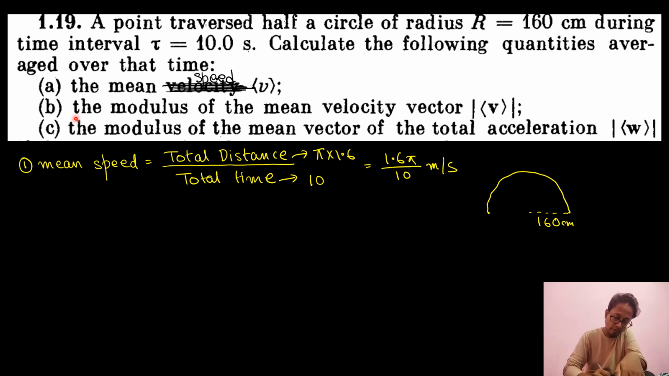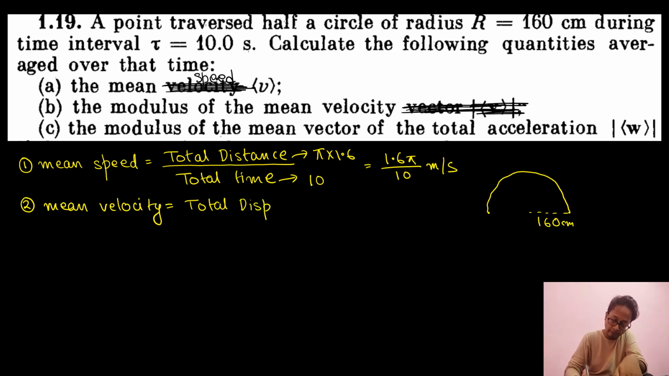The second part of the question, the modulus of mean velocity vector. What Irodov is trying to say is the modulus of mean velocity or average velocity. What average velocity means is, or mean velocity, mean velocity is nothing but total displacement divided by total time. What is total displacement?